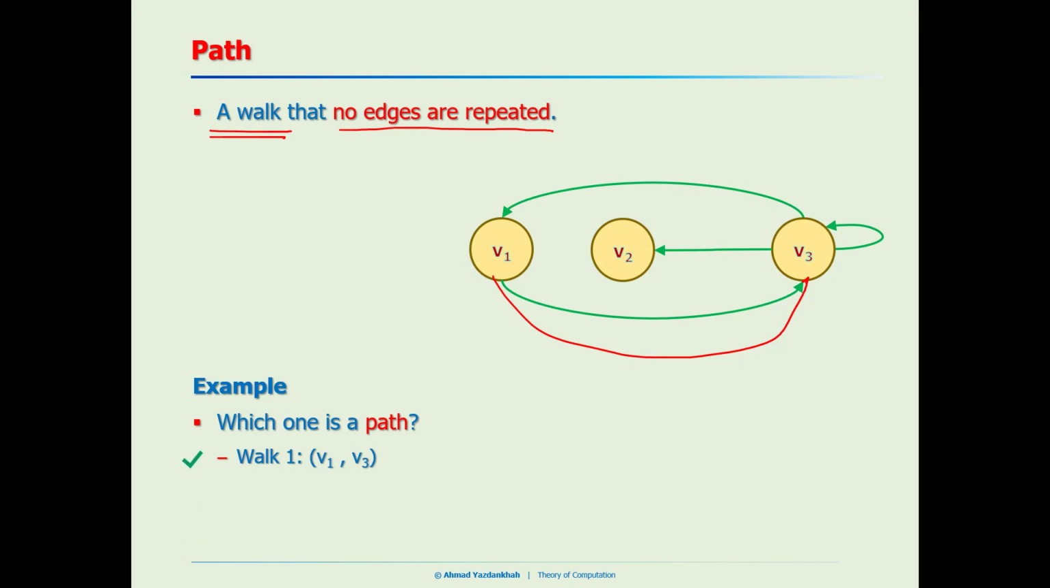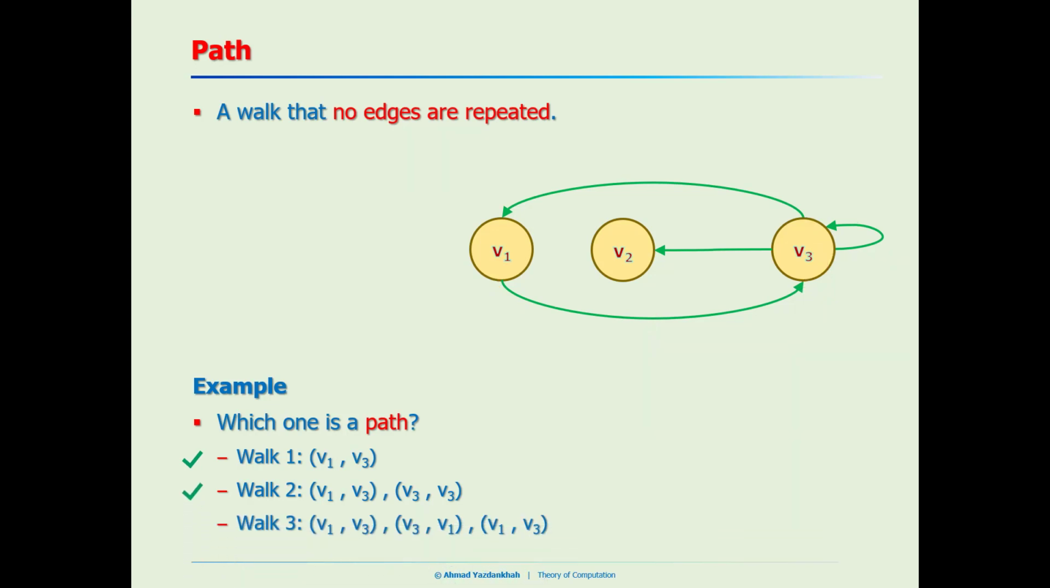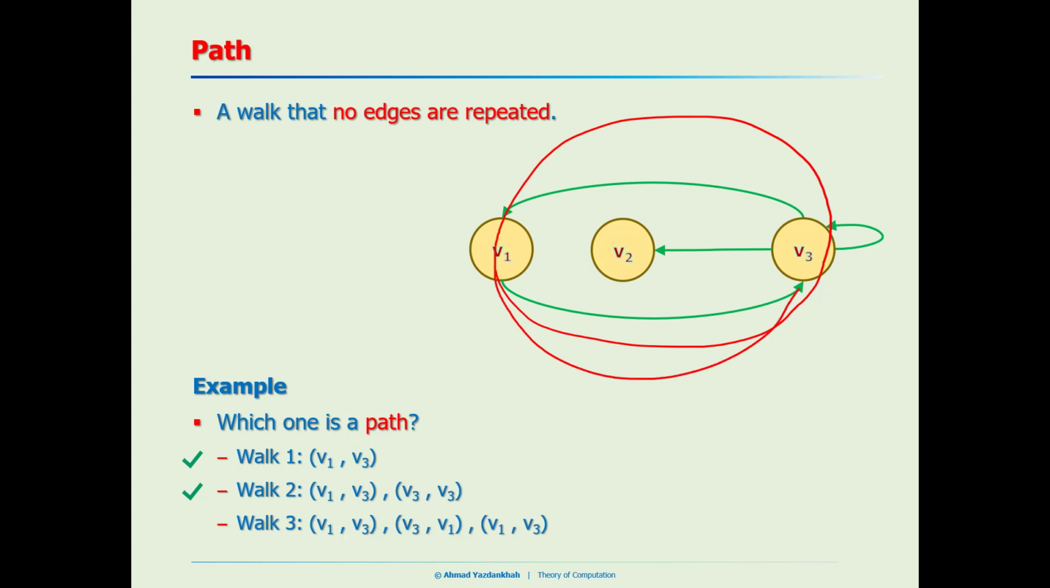How about V1 to V3 and V3 to V3? Again, this edge and this edge are traversed only once. So this is a path. How about this one? V1 to V3, V3 to V1, and V1 again to V3. So this edge is traversed twice. So this is not a path, but it is a walk, of course.